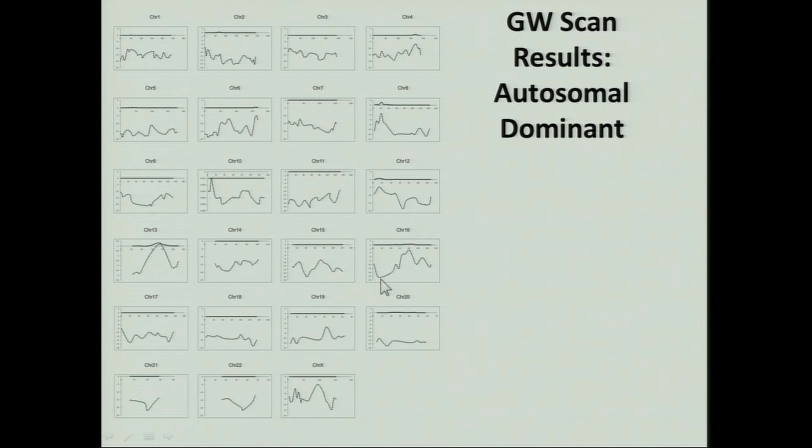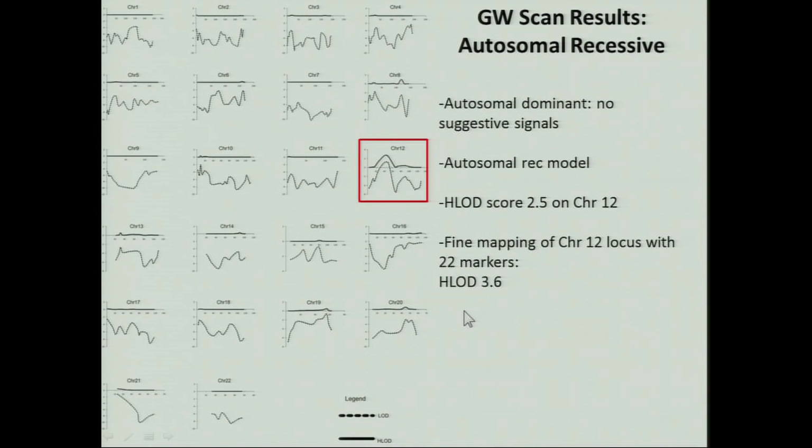There was nothing of significance under the autosomal dominant model. With the autosomal recessive model, there was a peak here, suggestive. We had a LOD score under heterogeneity, thinking that there's most likely more than one gene involved in this disease, similar to breast cancer. There's BRCA1, BRCA2, multiple genes involved in breast cancer. There's probably multiple genes involved in VUR.